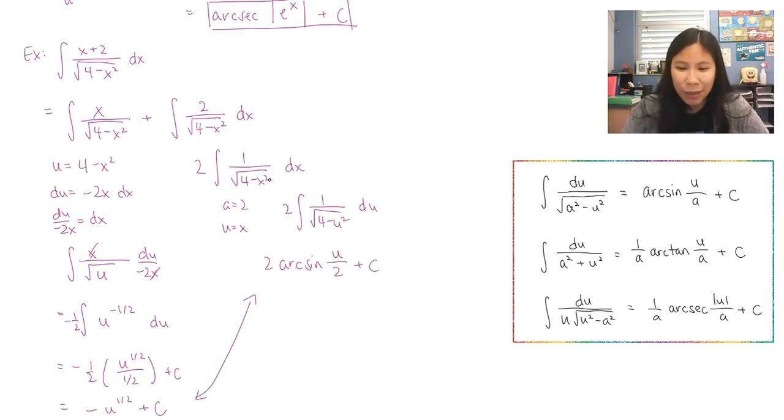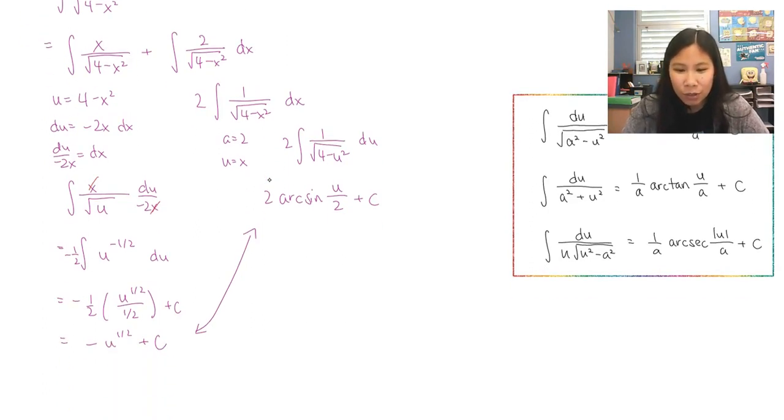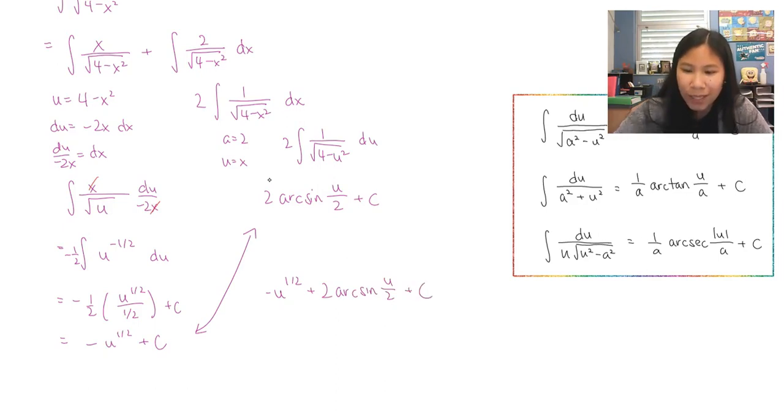All right, now we just need to combine these two things together. So we're going to end up with negative u to the 1/2 power plus 2 arcsine u over 2 plus c. And notice how I didn't write that plus c twice, because c is just that constant of integration. And so whether I add a constant here and then another constant here, or just one bigger constant altogether, that would mean the same thing.